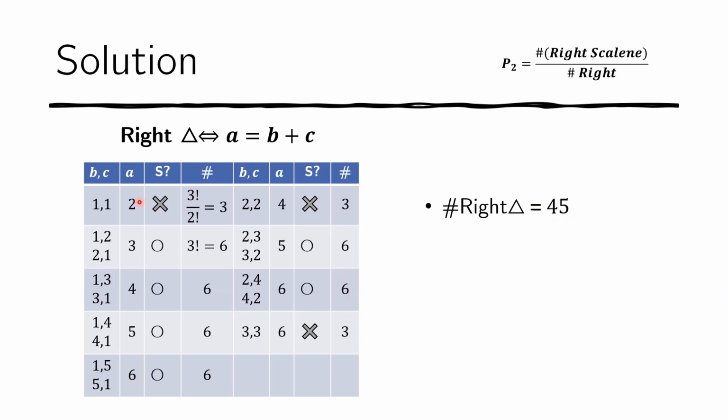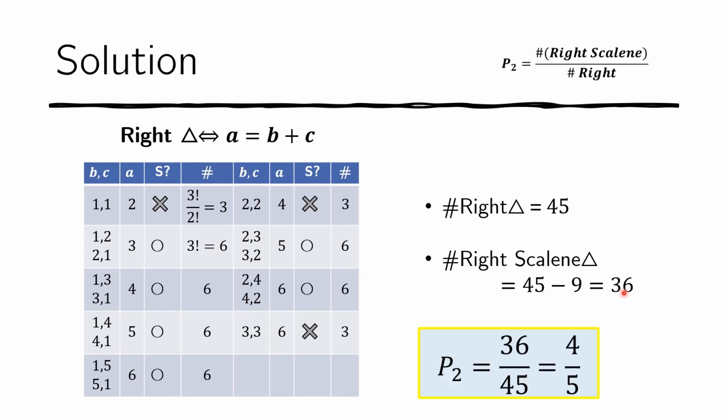And then we count the number of scalene triangles. Actually, it might be easier to count the number of non-scalene triangles, which is 3, 3, 3, 9. So 45 minus 9, you have 36 scalene triangles. Therefore, the conditional probability that we're looking for is 36, which is the number of right scalene triangles, over 45, which is the number of right triangles. Or if you reduce that into lowest terms, divide by 9, that's 4 over 5.